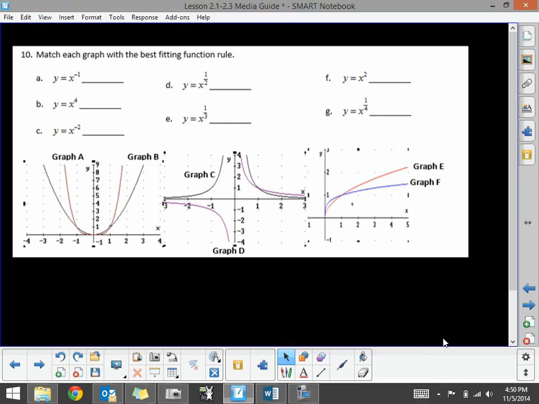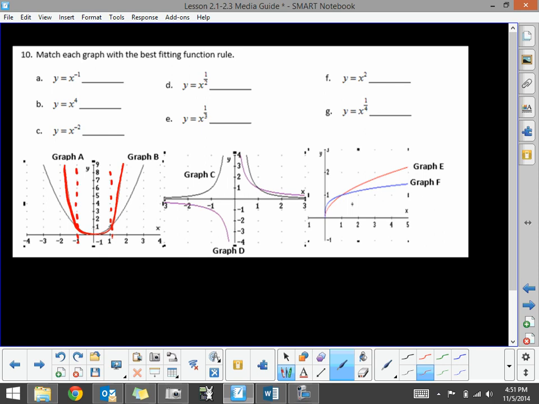In question 10, I wanted to see if you could recognize apparent functions of some closely related functions. So the first one I'm going to look at is graph A. In graph A, there are two graphs that are fairly similar to each other. The only difference between graph A and graph B is that graph A is a little flatter in between -1 and 1, and it's steeper once we get outside of 1 and -1.